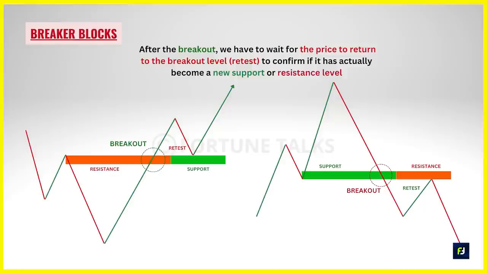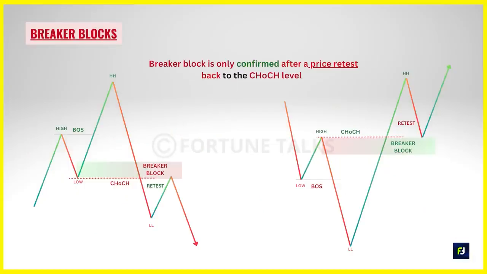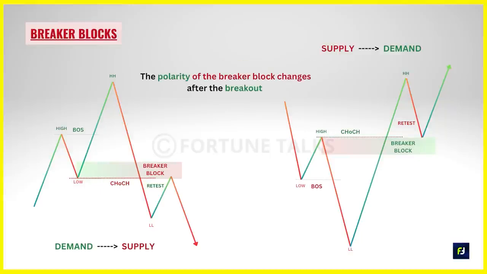And once the level has been confirmed, traders can enter a trade in the direction of the breakout. So a breaker block can be an area of supply or demand which was broken through by price, leading to a change in the structure, and it is only confirmed after price retests back to the breaker block. It should be noted that the polarity of the breaker block changes after the breakout. That is, if it was a supply zone, it would become a demand zone after breakout and vice versa. This is the whole idea behind identifying and trading breaker blocks. But let's dive deeper into the entire process.